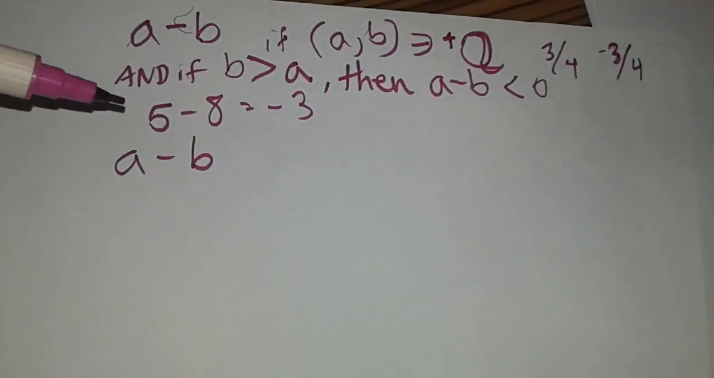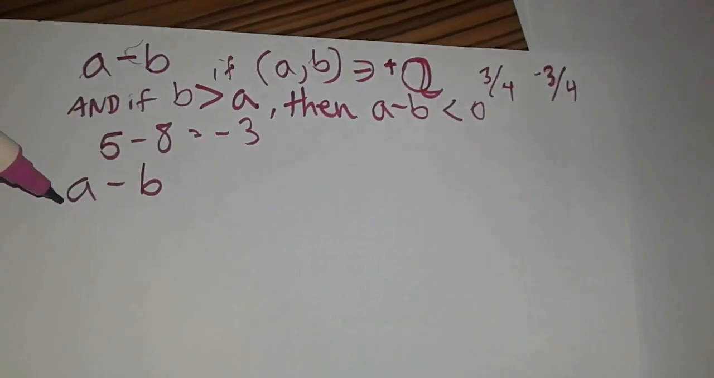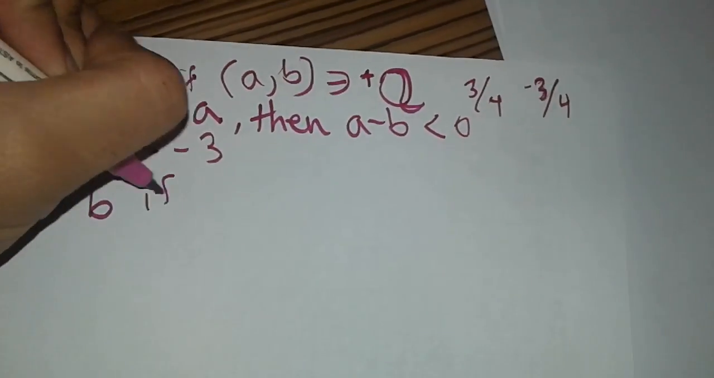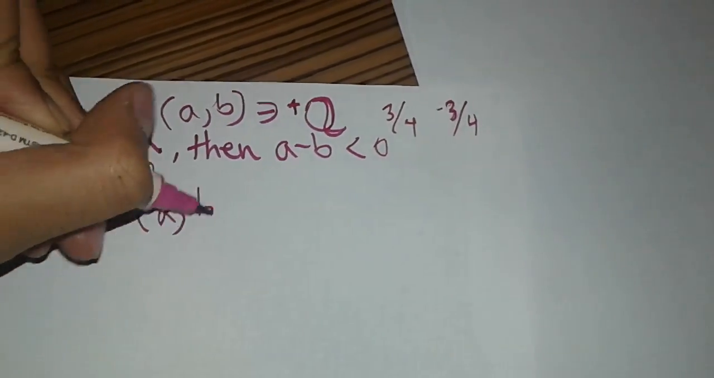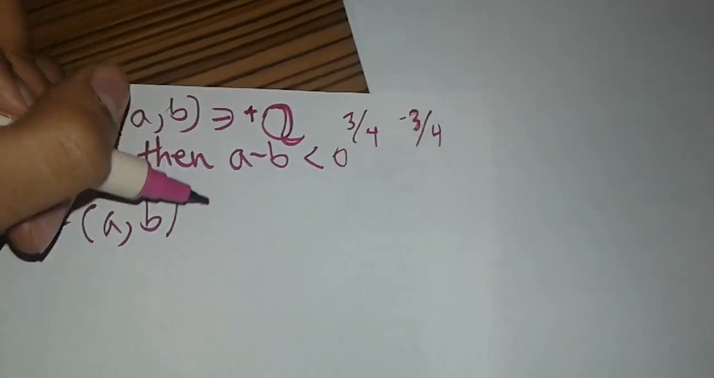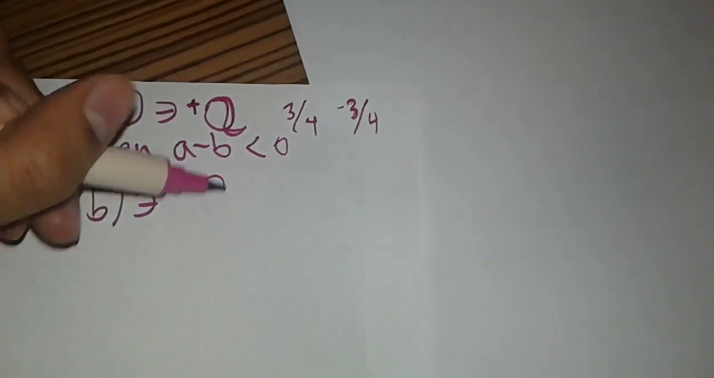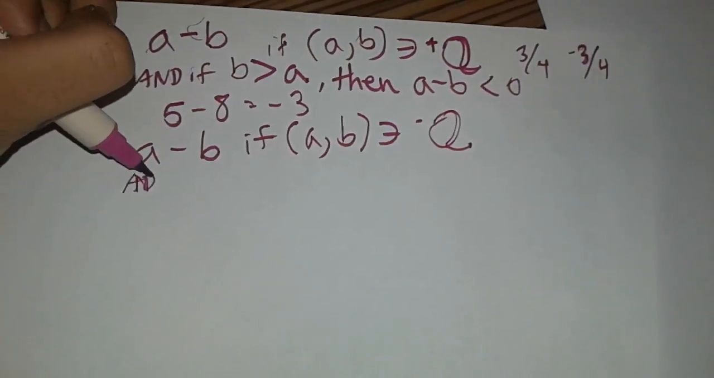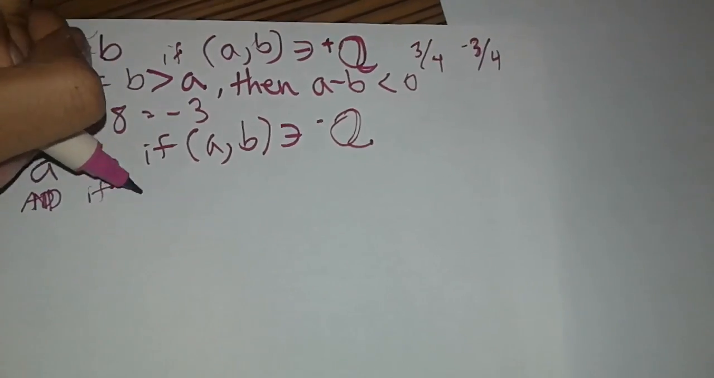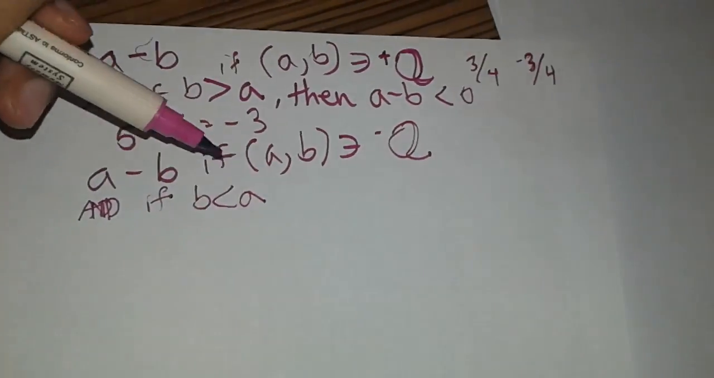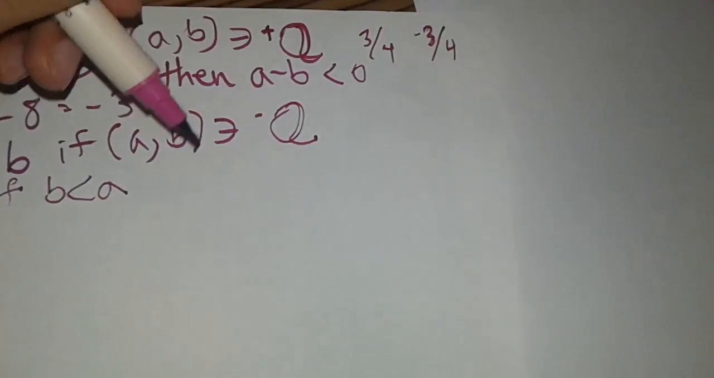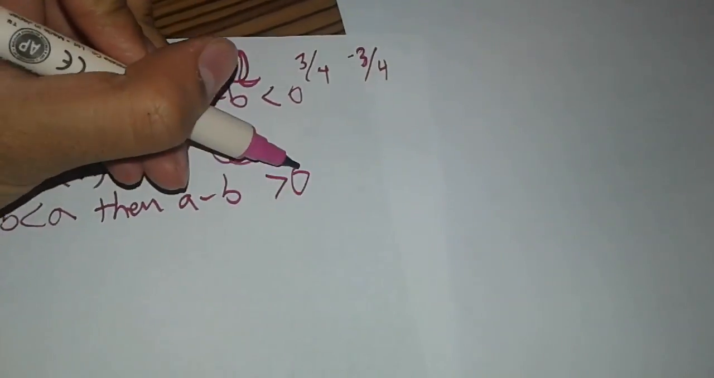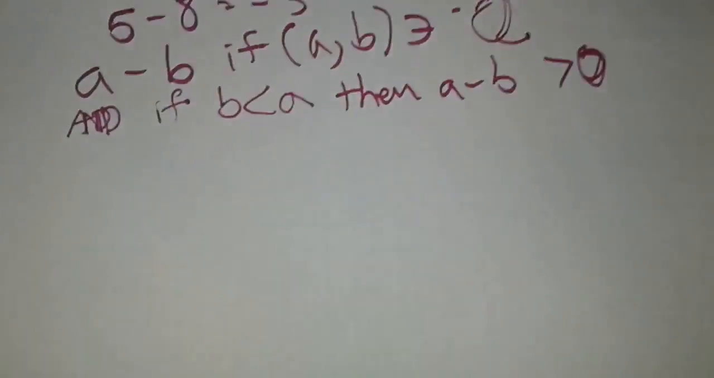But if you're subtracting a negative, then it's the opposite. If you have A minus B, and A and B are in the set of negative rational numbers, and if B is less than A, something completely less, then A minus B has to be greater than 0. It will be greater than 0.